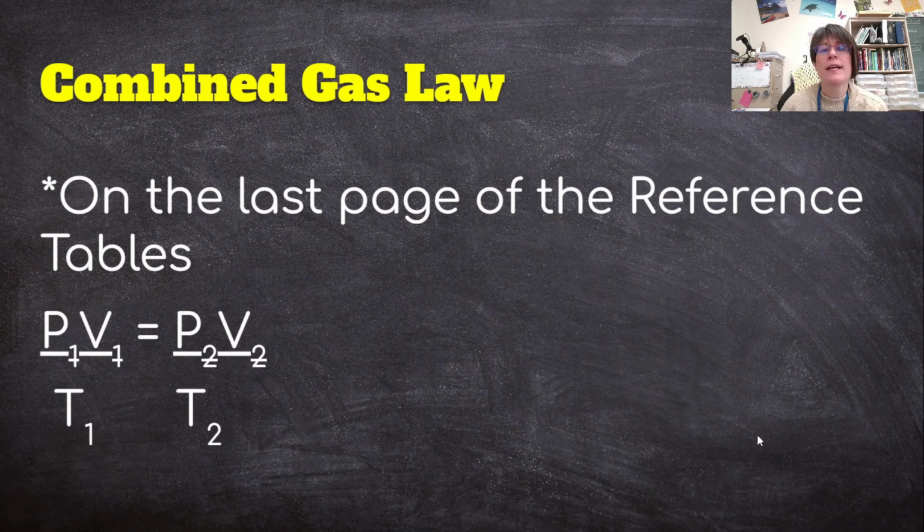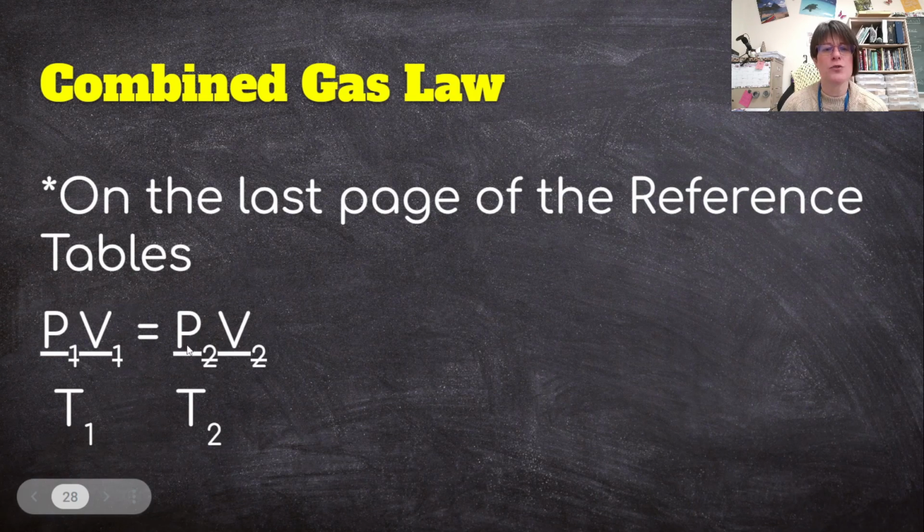Now, we can combine all of these gas laws into the combined gas law. And this is on the last page of your reference tables. And if you look at it, you do not have to memorize these equations because you can just get all of them out of this combined gas law. And if something is constant like temperature, you just don't put it in your equation. You just drop it out, or volume or pressure on any of them. But you must drop both of them out.